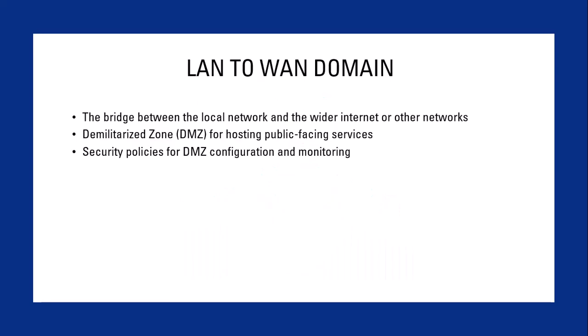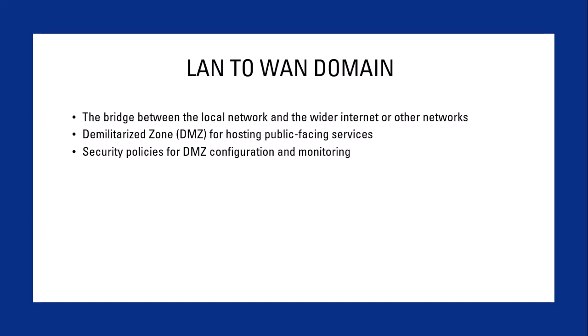The LAN to WAN domain is the interface between an organization's local network and the wider internet or other external networks. It's a crucial boundary that requires careful security controls to prevent unauthorized access and data leakage. A key concept in the LAN to WAN domain is the DMZ. A DMZ is a subnet that sits between the LAN and the WAN, typically used to host services that need to be accessible from the internet, such as web servers, email servers, and DNS servers.